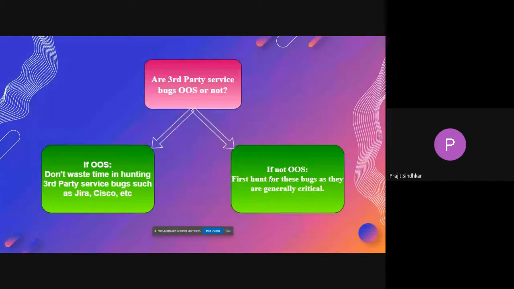So if it is using third party service bugs, and if you find them, no doubt they are easy to find and easy to report, but generally you will get out of scope. Okay. And negative, so do not bother hunting for them. First hunt for them, and if it is in scope, that means if it is not out of scope, first hunt for these bugs as they are generally critical, as we discussed.